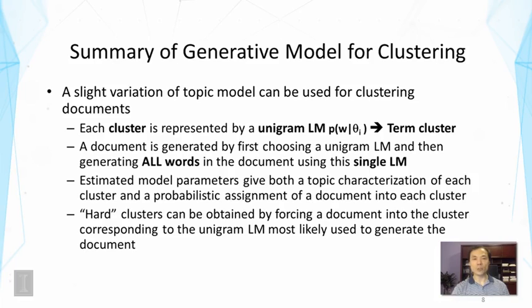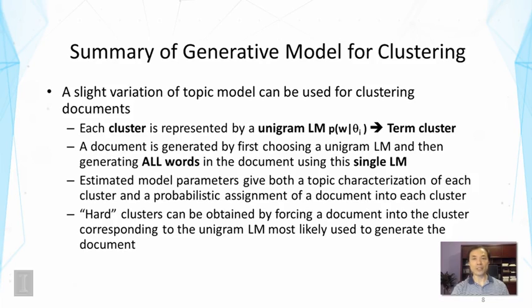So here you can see the word distribution actually generates a term cluster as a byproduct. A document is generated by first choosing a unigram language model and then generating all the words in the document using this single language model. And this is very different from, again, a topic model, where we can generate the words in the document by using multiple unigram language models. And then the estimated model parameters will give both a topic characterization of each cluster and a probabilistic assignment of each document into a cluster.